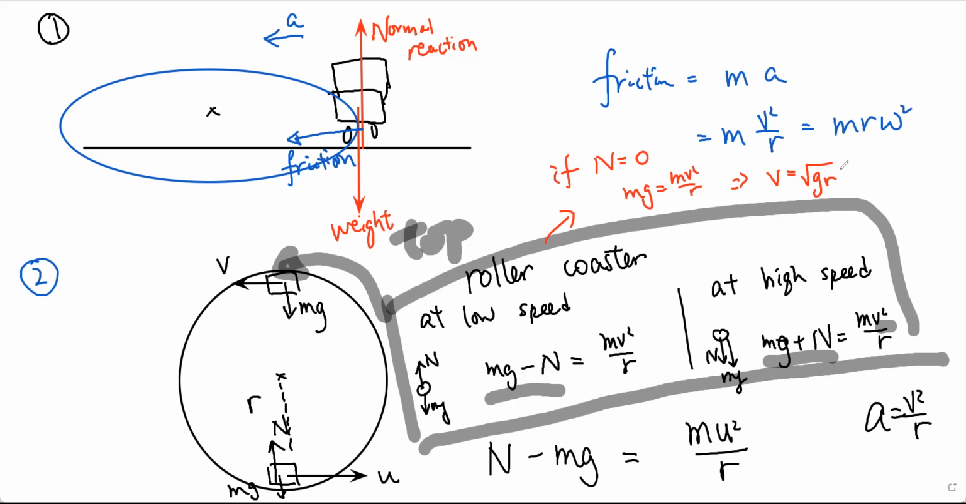If the speed is exactly this value at the highest point, you feel weightlessness. You feel the weightlessness at the highest point. Your body will be detached from your chair. That's what we mean by weightlessness.